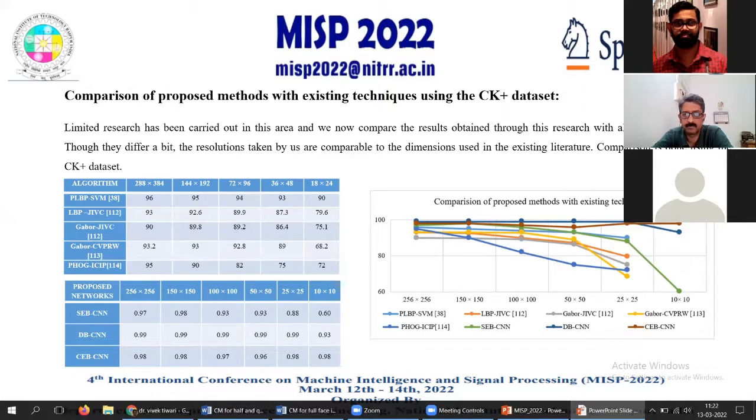Is this what you got with respect to the amount of data you collected? Yes, all these are basically using the CK plus dataset. CK plus is a standard dataset that is used for expression analysis. So these results have been achieved for the CK plus dataset.